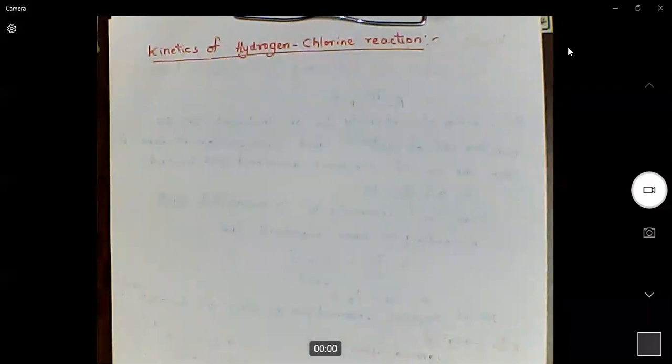Next, we will discuss the hydrogen chlorine reaction. During quantum yield, we gave this reaction as an example of high quantum yield reactions. We have also discussed that high quantum yield reactions are mostly because of chain reactions. So we will see how this reaction has a chain mechanism, and because of it, it has high quantum yield.